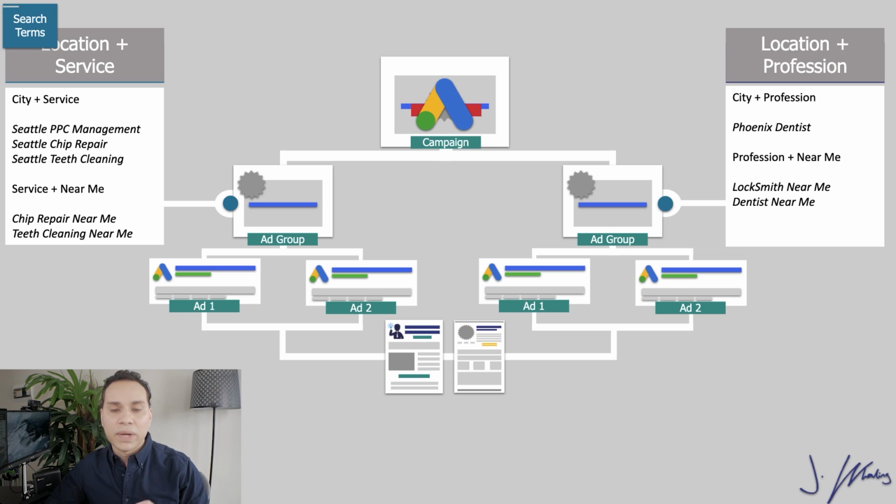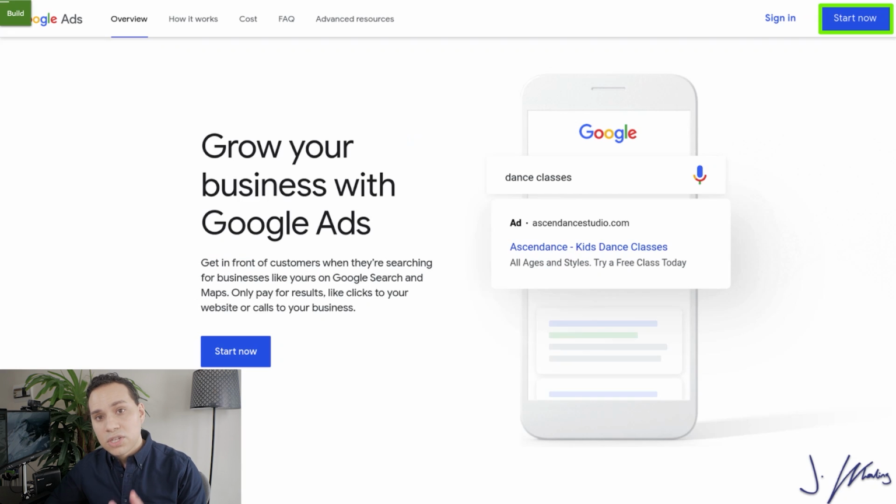I'll also go through a quick method you can use to easily come up with great keywords. So the first step, of course, is setting up your account if you don't already have one. All you have to do is go to ads.google.com. You'll get to a page that looks something like this, and you'll just click Start Now.